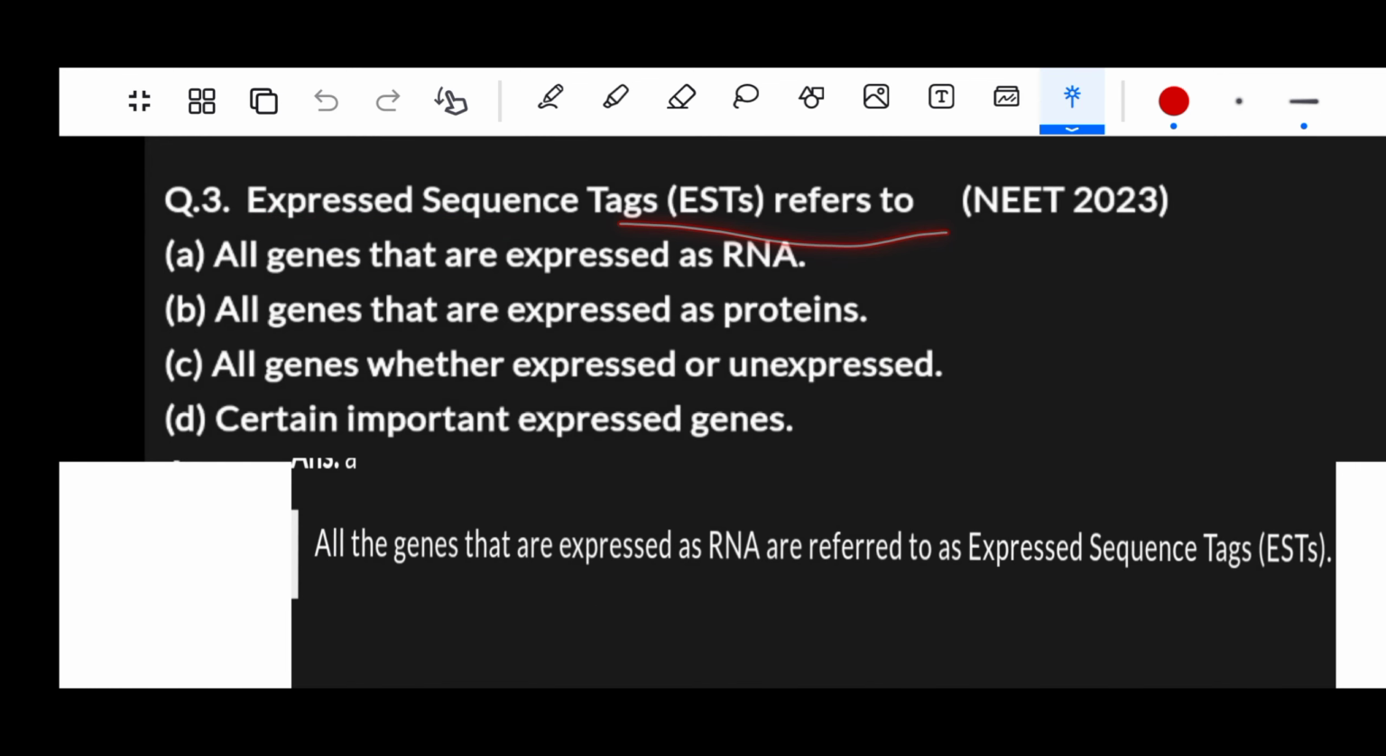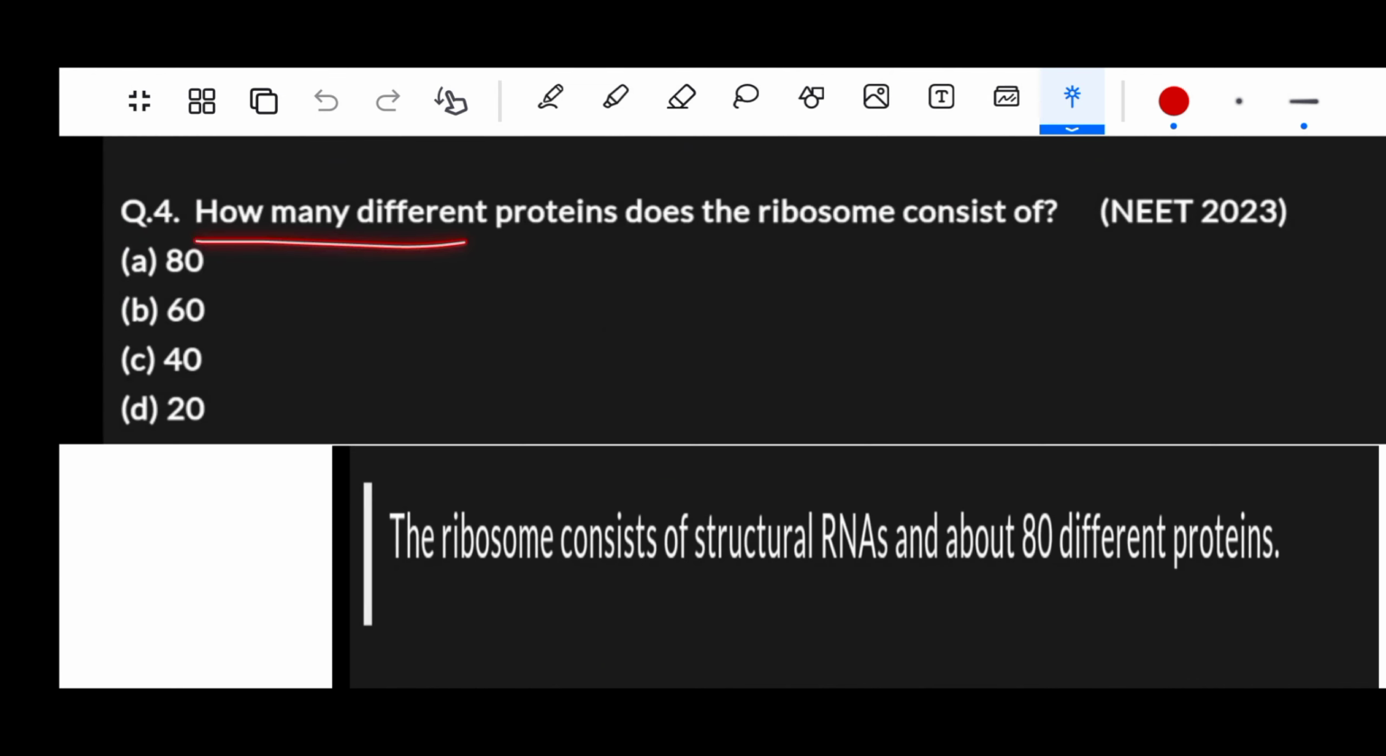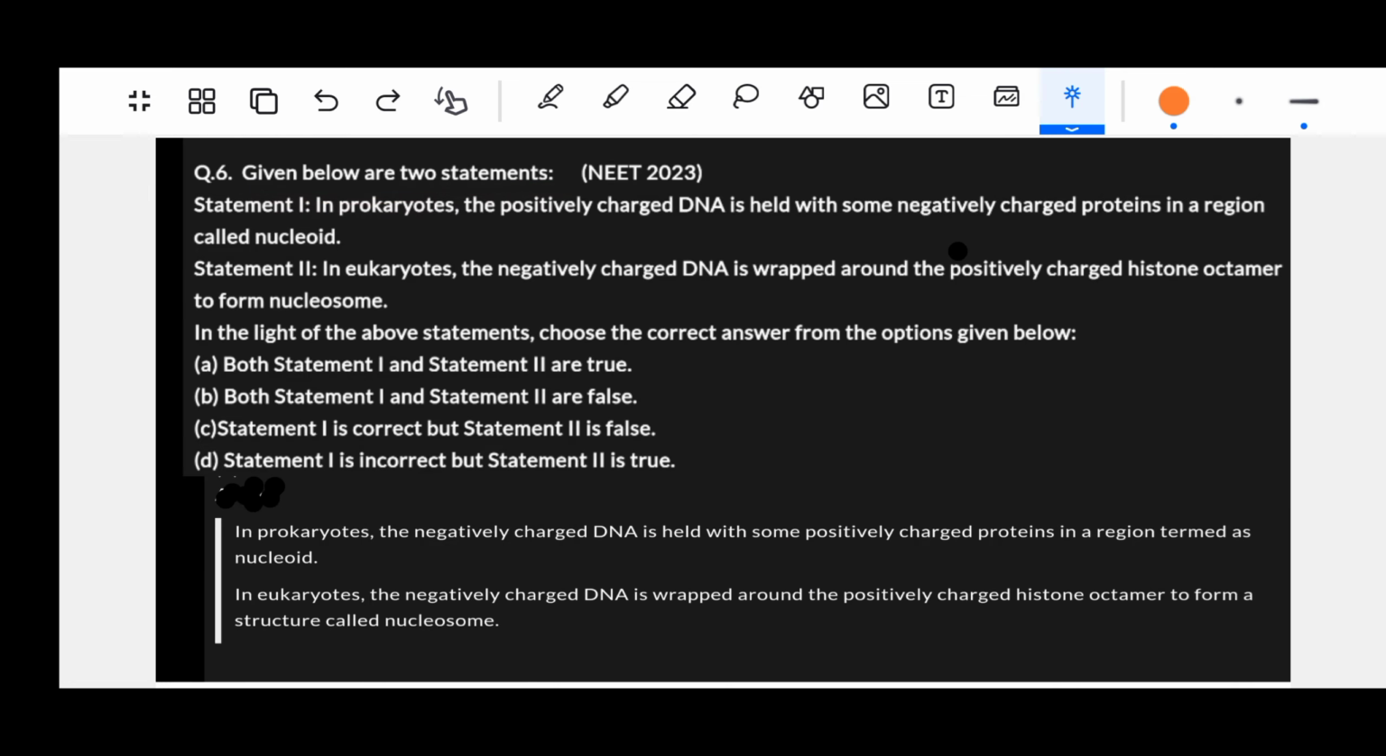Expressed sequence tags refers to all the genes that are expressed as RNA. So option A, all genes that are expressed as RNA, is the correct answer. How many different proteins does the ribosome consist of? 80, 60, 40, 20. The ribosome consists of structural RNAs and about 80 different proteins. So option A, 80.